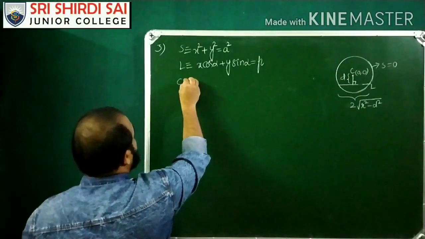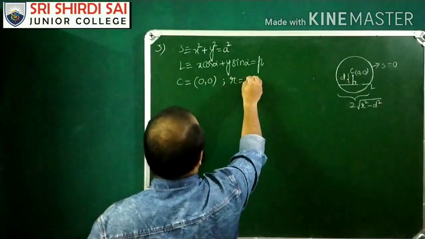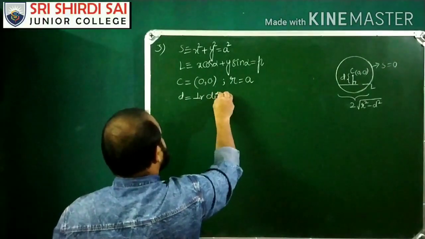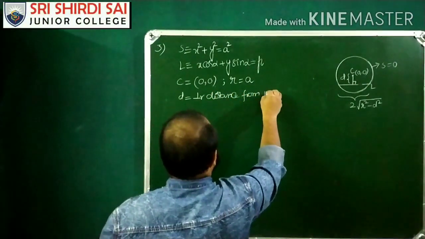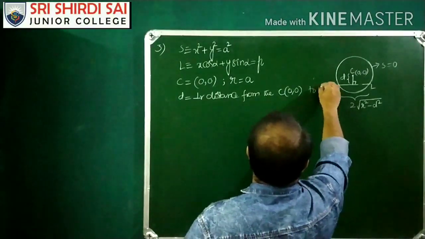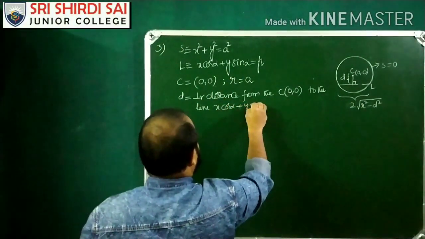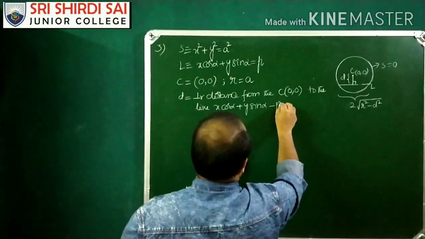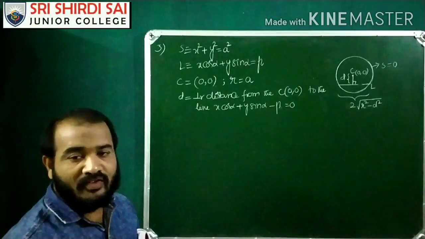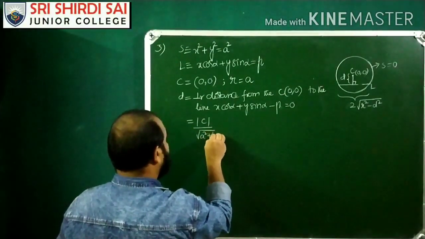I'll write everything. So for this circle center is 0, 0, and what is the radius of this? r is equals to a, and what is d? Perpendicular distance from the center C (0, 0), origin, to the line. What is the line? x cos alpha plus y sin alpha minus p equals to 0. So what is the perpendicular distance from the center to the line ax plus by plus c equals to 0? Modulus of c by square root of a square plus b square.